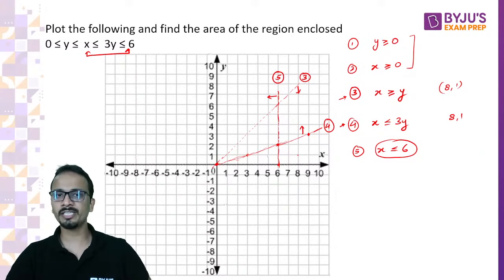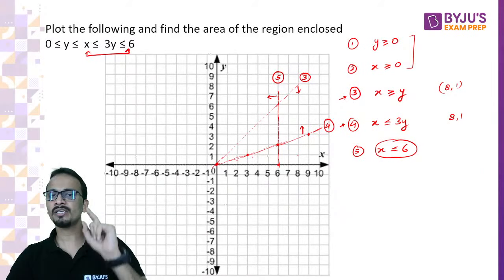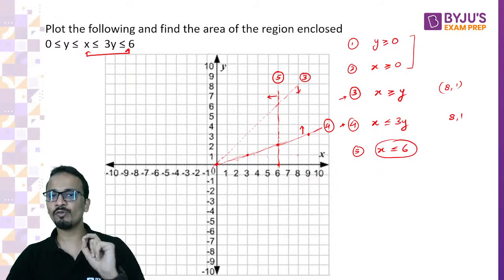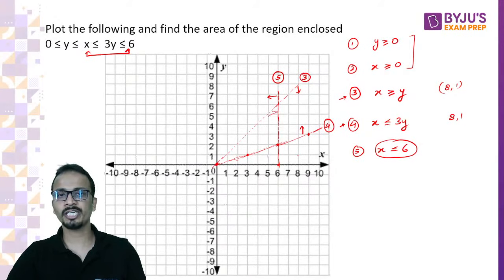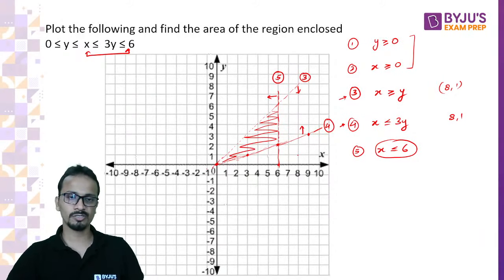So I'm just shading the portion which I will get after plotting number 3, number 4 and number 5. So let's shade this. Up till this point, now I have obtained this particular region. Okay, fine. Let's erase and move ahead.